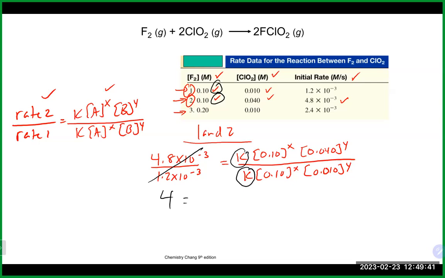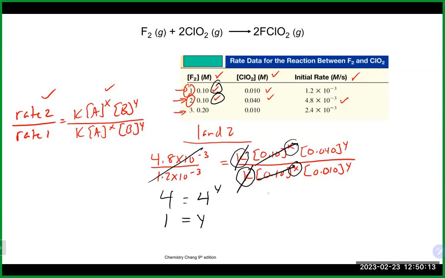So should that number be the same or different? Although we don't know what it is at this point, we do know that it is the same and it should cancel out. This is the order with respect to F2, and this is the order with respect to F2, and it is the same reaction. So again, although we don't know what it is at this point, it should be the same number. So these guys will cancel out. And when we do this division here, we will get 4 to the y. At this point, you could probably just visually see that y should equal 1.